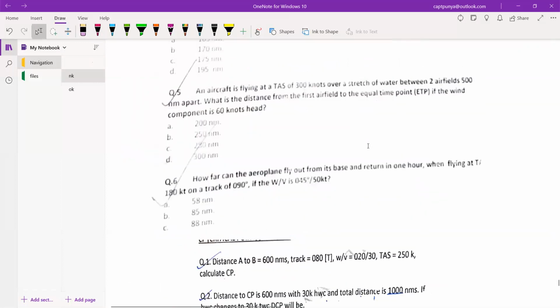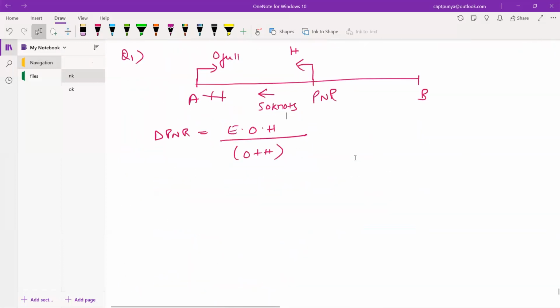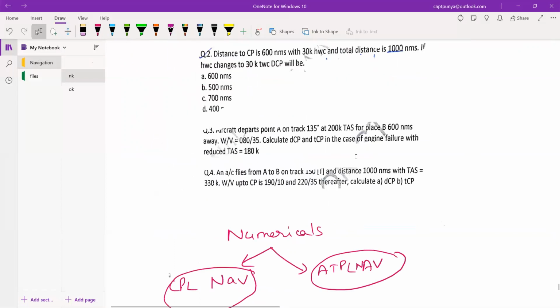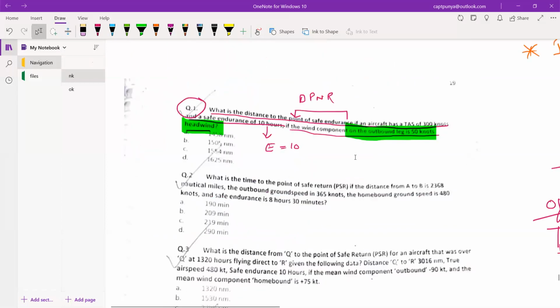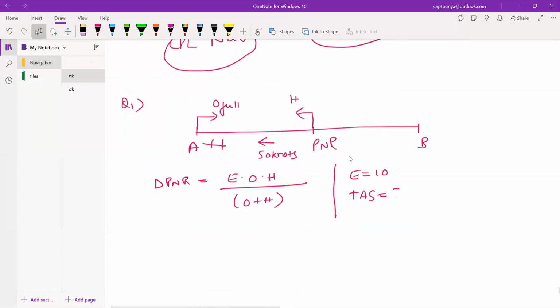Now let's have a look again. E is given to us as 10. I'm going to write down all the values up here. So E is given to me as 10 and the true airspeed is given to me as, let's just check, the true airspeed is 300 knots. You can see here it is 300 knots, so I'm going to put it as 300 knots.